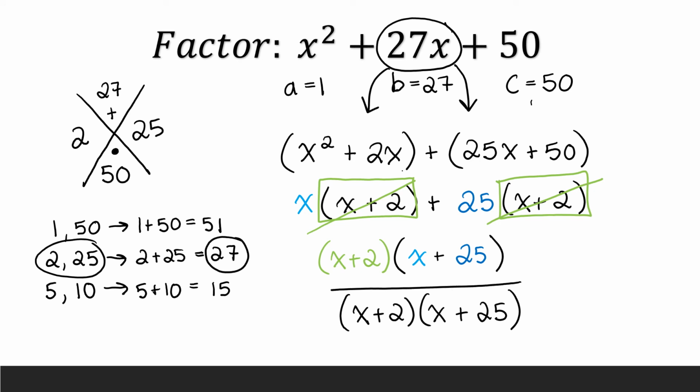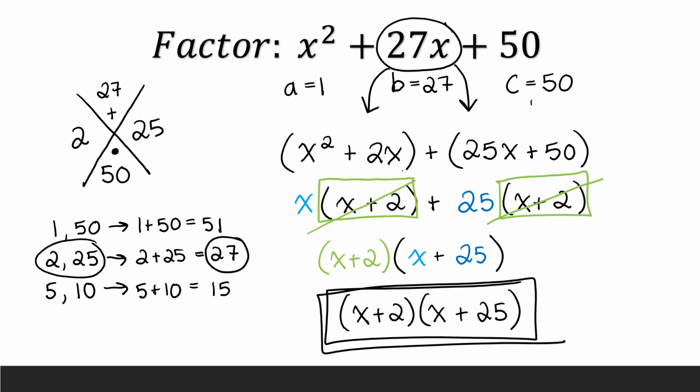And again, what you might notice is that these two numbers here, this plus 2 and this plus 25, are the same as the positive 2 and positive 25 from when we did our sum and product puzzle.